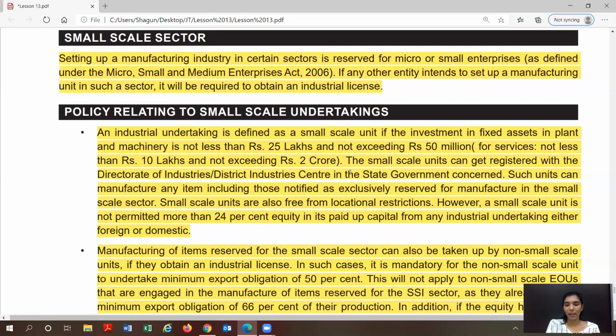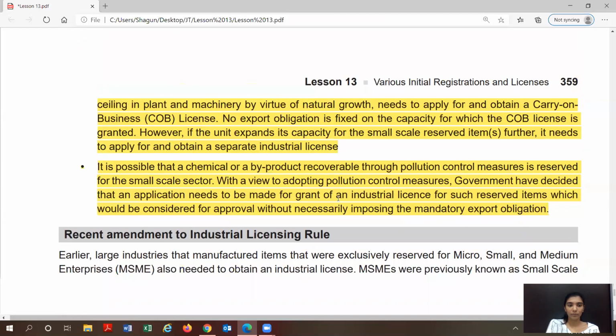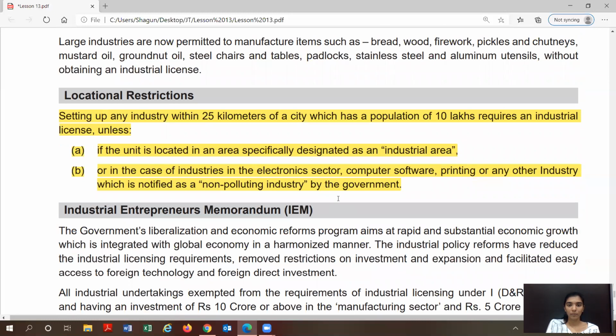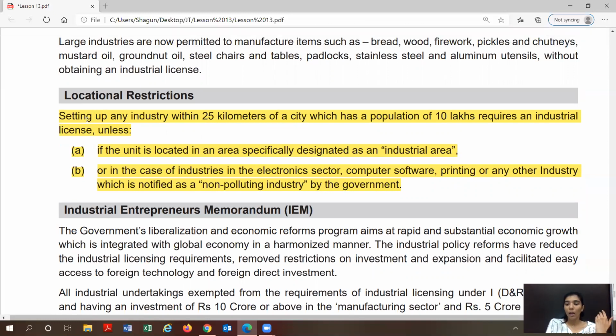यहाँ पे criteria दिए गए हैं, which criteria of companies will have to apply for small scale industrial license. You can just read through once. Also there are locational restrictions. अगर आप इन restrictions को... if you are restricted and still you want to do the business, then you have to apply for industrial license. Like setting up of any industry within 25 kilometers of a city which has a population of 10 lakh requires industrial license. अगर इतना populated place है और वहाँ पे within 25 kilometers आपको अपना business setup करना है, तो you have to apply for an industrial license.